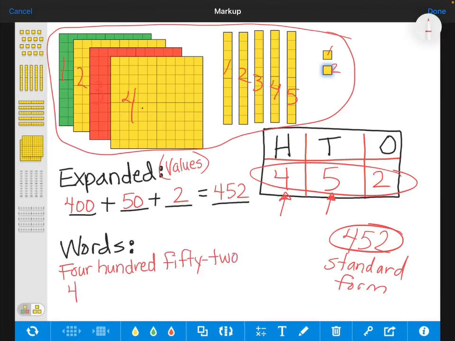Or you may see a mixture of digits and words, and it could say 400s plus 5 tens plus 2 ones. So we have many different ways to represent a 3-digit number.